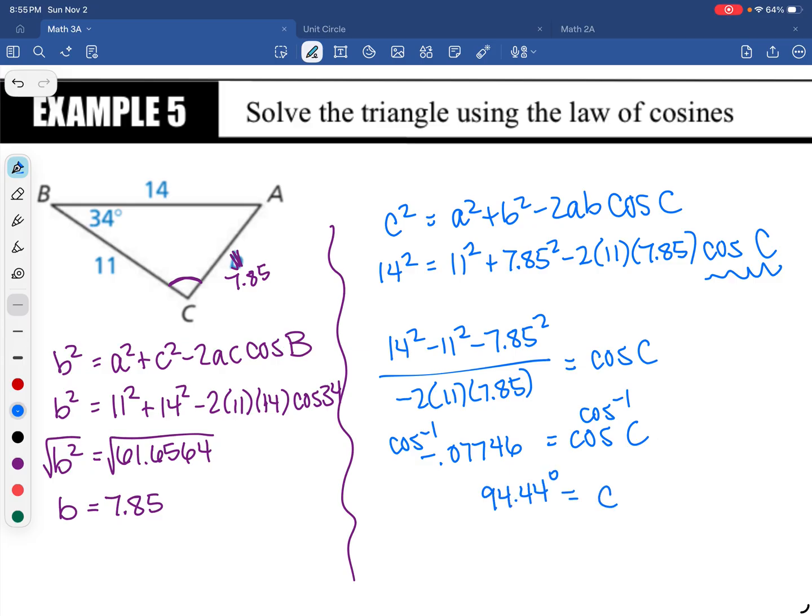94.44 degrees. Okay, so now that we know that this is 94.44, to find the angle A, all we have to do is subtract from 180. And that gives us 51.56 degrees. So now we know everything. We know all 3 sides, all 3 angles, so we just solved the triangle.